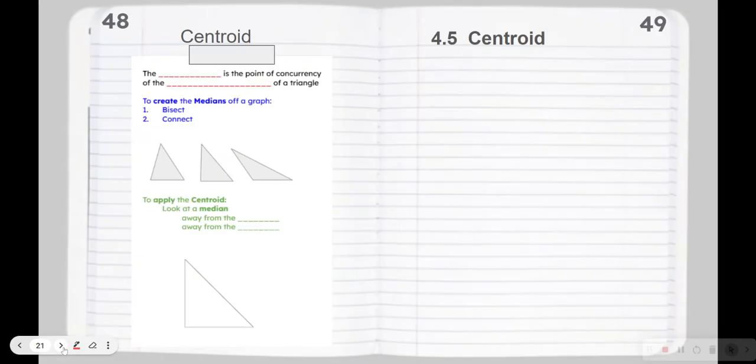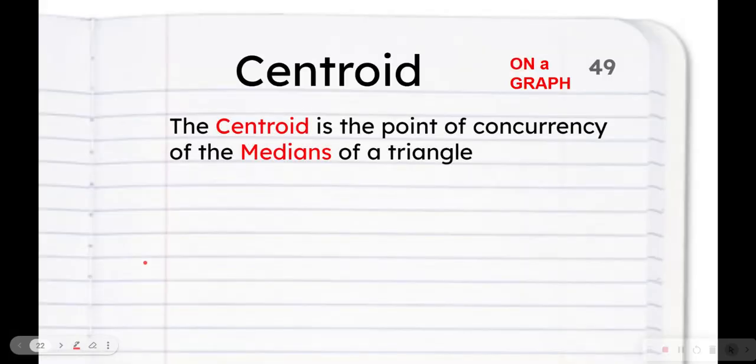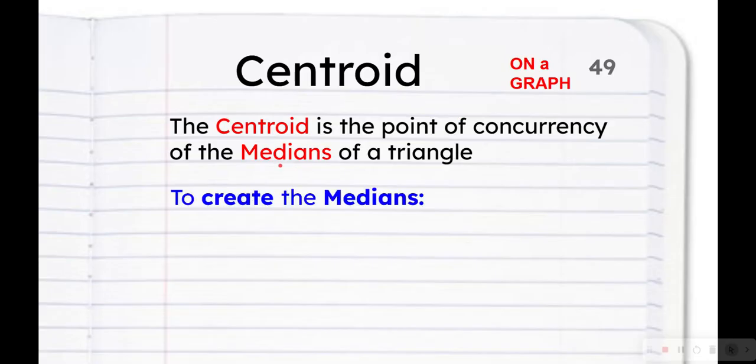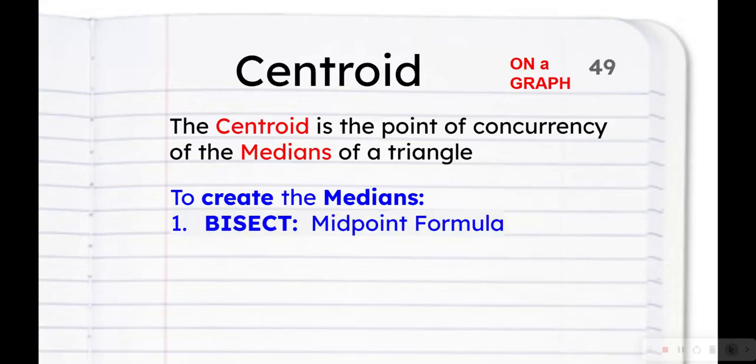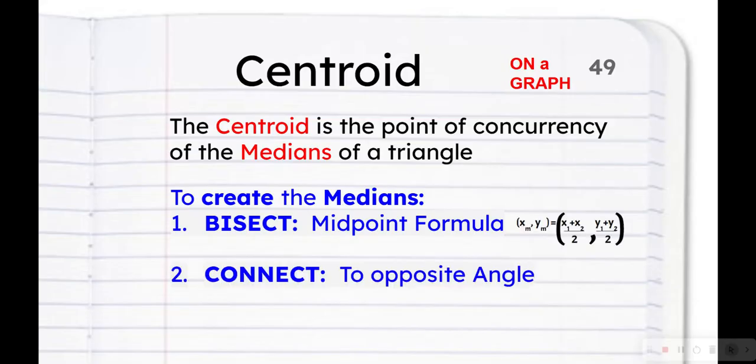Okay, so tape that little note outline in, and then now let's just recap this really quick. How do we find centroid on a graph? So that was off a graph, so remember, now we're going to focus on a graph. So grab the little note outline. The centroid, again, it's our new point of concurrency. It's made of these new words, medians. On a graph, to make the median, well, we need to bisect it. So if we want to bisect it on the graph, we need to use the midpoint formula. And then we can connect it to the opposite angle. So we do need the midpoint formula.